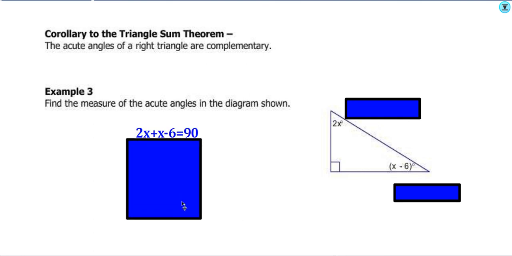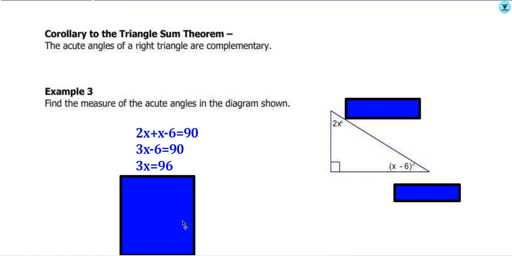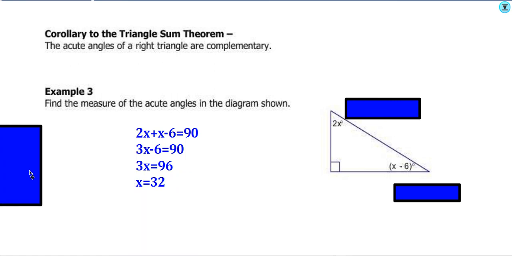So if you got 2x plus x minus 6 equals 90, great job, give yourself a pat on the back. Another way you could do this would be to add up all three angles and set it equal to 180, but you should only do this if you don't remember the corollary. When we go through and solve this, we combine our like terms, add 6 to both sides, and divide by 3 to get x equals 32.